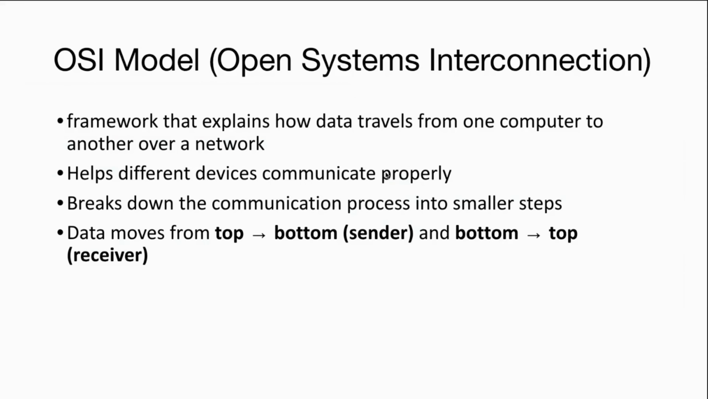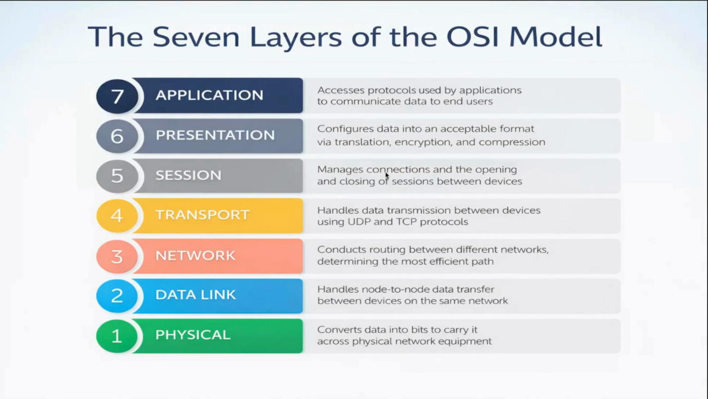And the OSI model. The OSI model is a framework that explains how data travels from one computer to another over the network. It helps different devices communicate properly by breaking down the communication process into similar steps. Data moves from top to bottom on the sender side, and bottom to top on the receiver side. These are the 7 layers of the OSI model: application layer, presentation layer, session layer, transport layer, network layer, data link layer, and physical layer.